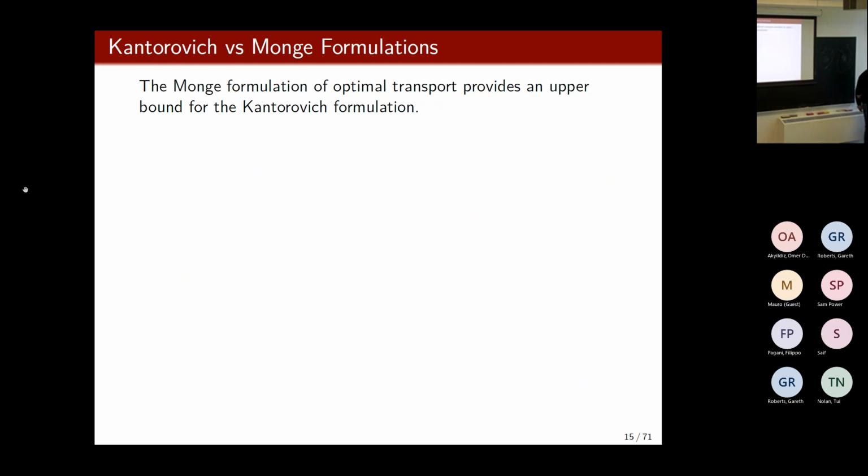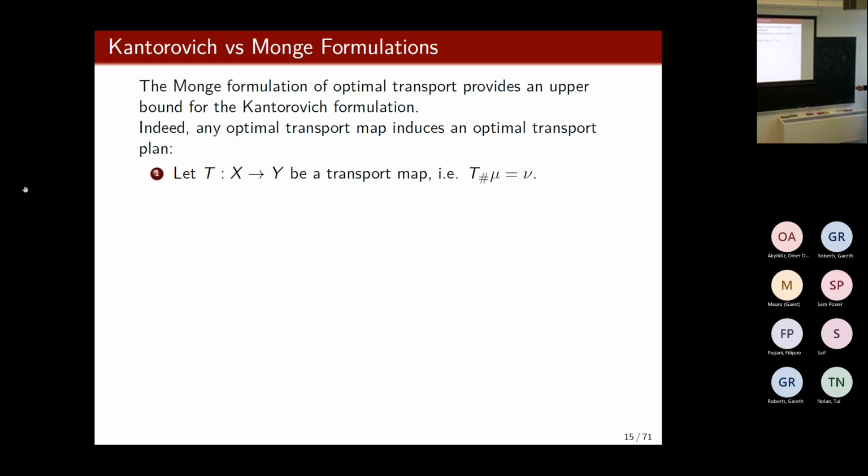Okay, so the first thing I wanted to say is the relationship between the Monge and the Kantorovich form. In particular, the Monge formulation provides an upper bound for the Kantorovich formulation. This is because any transport map in the Monge formulation induces a transport plan for the Kantorovich formulation. To see this, let T of x be a transport map, so it satisfies this mass conservation. Then we can define pi as the measure which is supported on the graph of T.